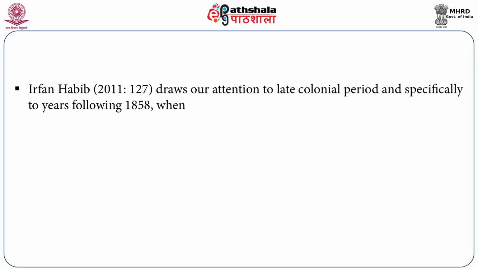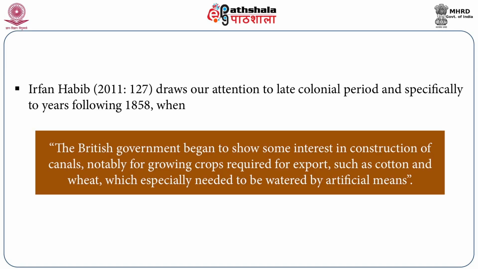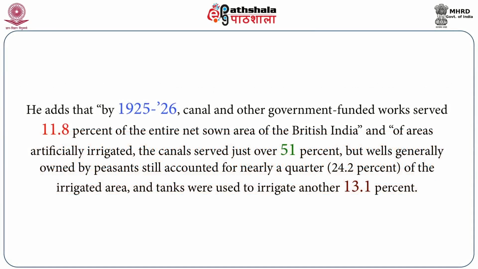Irfan Habib draws our attention to the late colonial period, and specifically to the years following 1858, when the British government began to show some interest in the construction of canals, notably for growing crops required for export such as cotton and wheat, which especially needed to be watered by artificial means. He adds that by 1925-26, canal and other government-funded works served 11.8% of the entire net sown area of British India. Of areas artificially irrigated, the canals served just over 51%, but wells, generally owned by peasants, still accounted for nearly a quarter, that is 24.2% of the irrigated area, and tanks were used to irrigate another 13.1%.